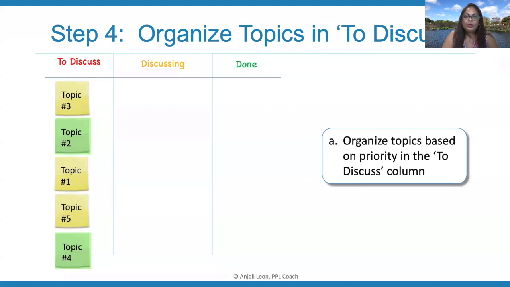So step 4, you want to organize the topics in the To Discuss column of the Kanban board in priority order. And you know the priority because of the number of votes each topic received. Now you're ready to start discussing.